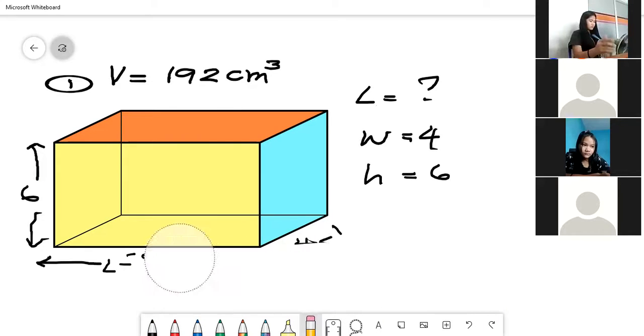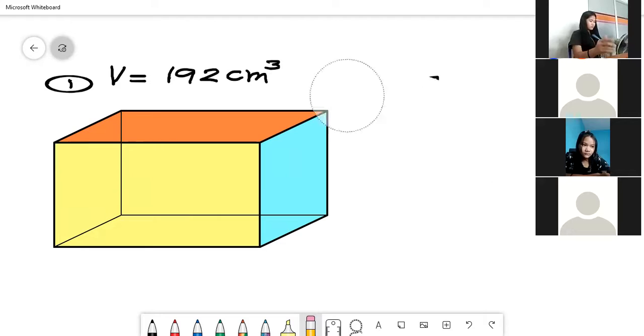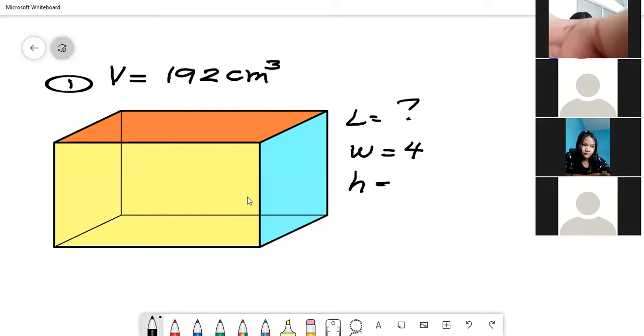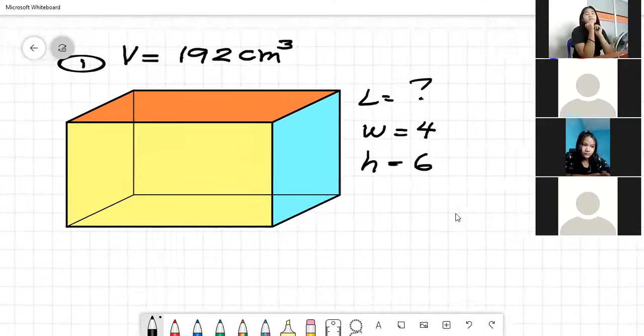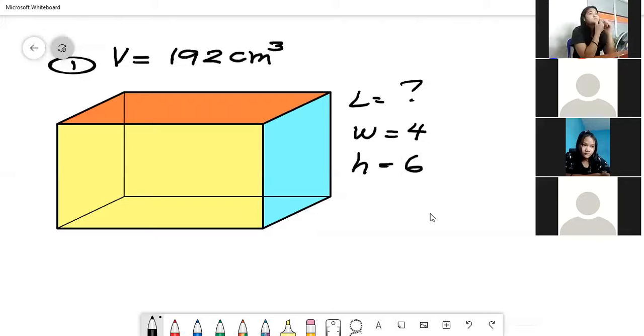So question number 1 is this one, 192. Find the L. The width is 4. The height is 6. Okay. Question number 2, the same drawing. You draw again for number 2.